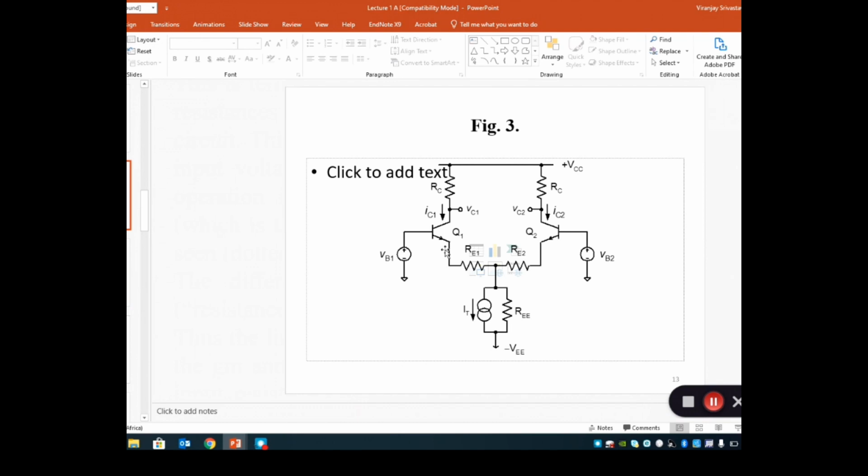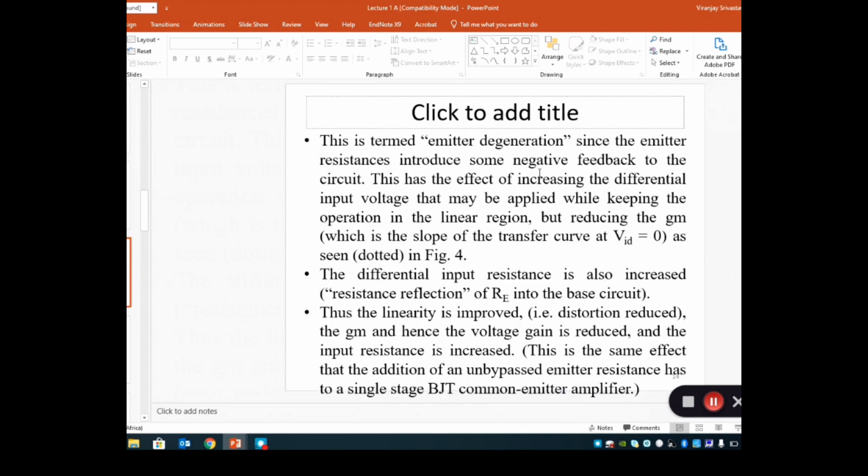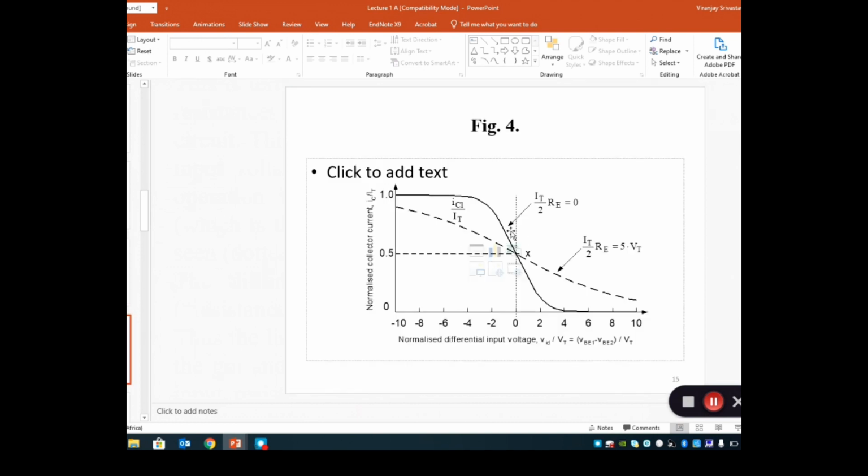After that we have drawn the same circuit but with RE1 and RE2. These resistances are known as emitter degeneration resistances, so that you can get a clear output for the differential amplifier. This graph is for IT by 2 into RE. If RE is not available, this term will be 0. But if you want it flat like this one, then we can increase the value of RE. So it depends on the application, which type of output or which type of signals you want from the amplifier.